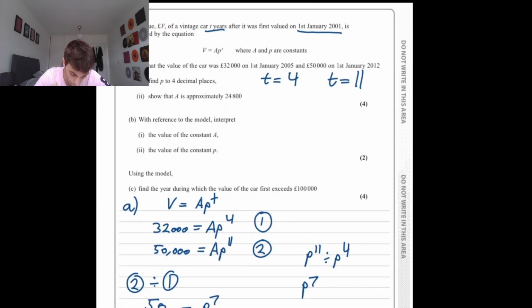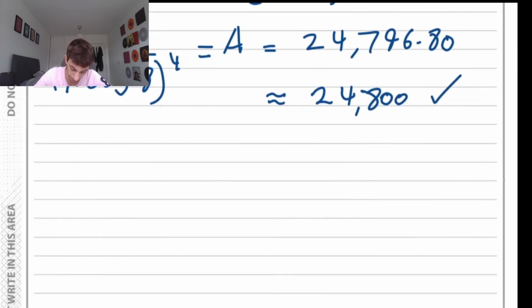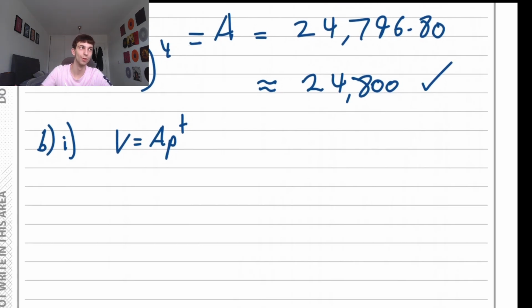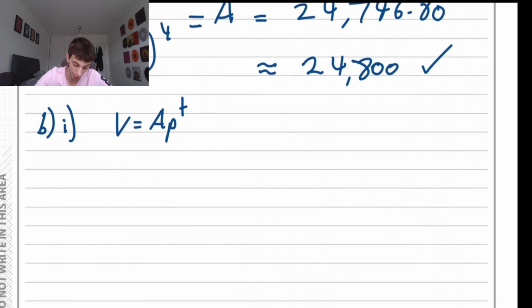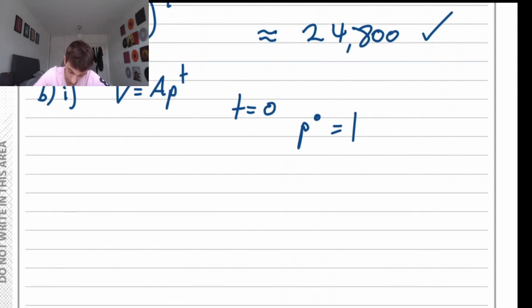We have B: with reference to the model, interpret the value of the constant A and the value of the constant P. Okay, so let's go through it step by step. We have that V equals A times P to the power of T. One of these tends to be the value at the start, so we always want to take when T equals 0. This tends to be the case in these kinds of modeling questions. So when T equals 0, we have P to the power of 0, which equals 1, so we have V equals A.